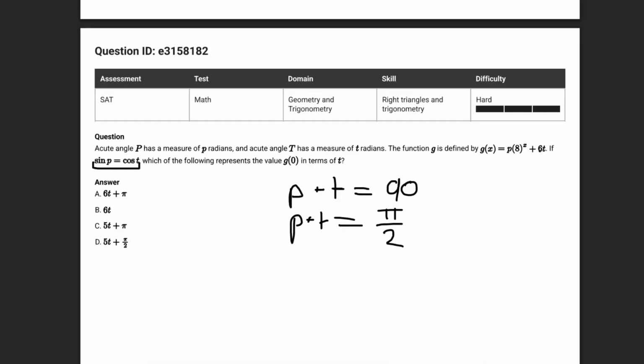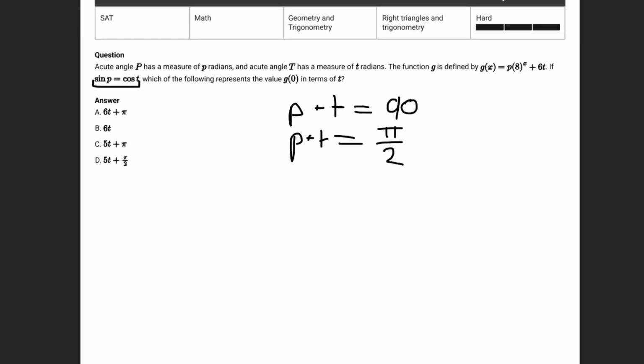Now that we have that, it says the function g is defined by this, and which of the following represents the value g of 0 in terms of t? So if you're plugging 0 for x, then you would get p times 8 to the power of 0. Anything to the power of 0 is 1, so it's just p plus 6t. So g of 0 is just equal to p plus 6t. And now we want to find the answer in terms of t. So we want to get rid of this p. Well, we can reuse the equation above to find p in terms of t and substitute it back in and get our answer.